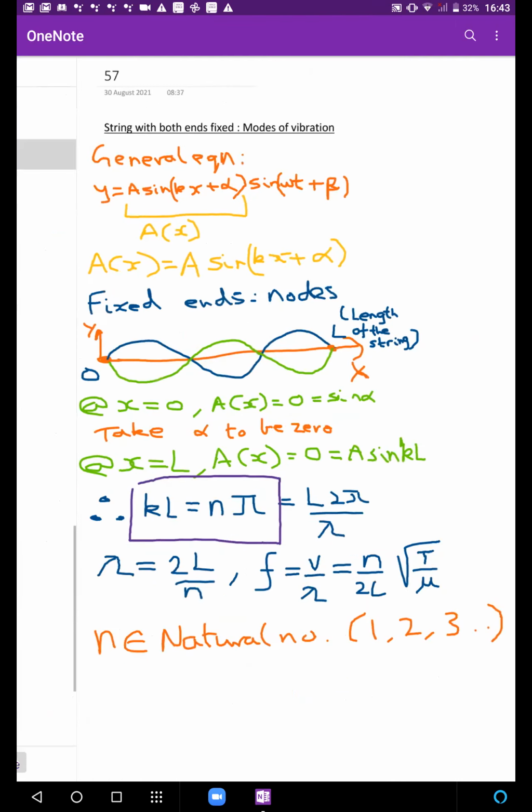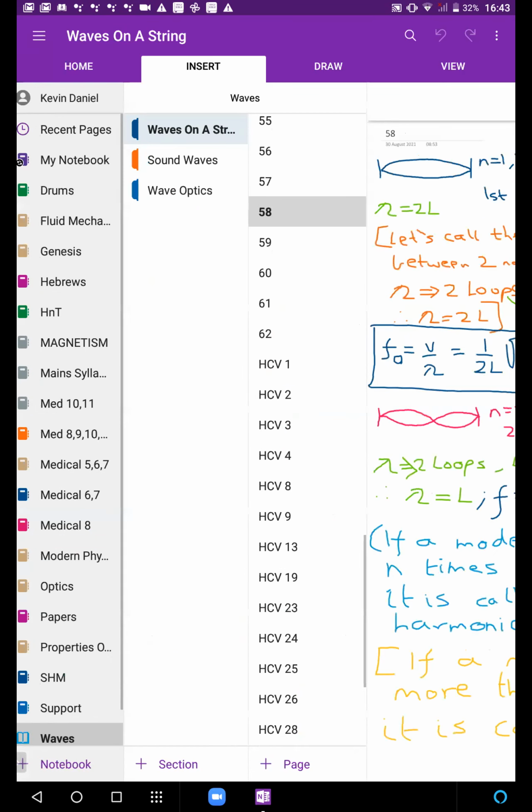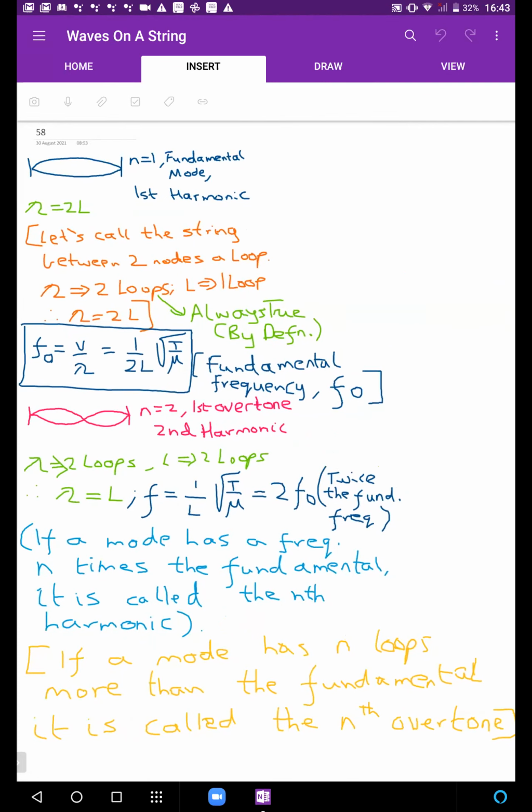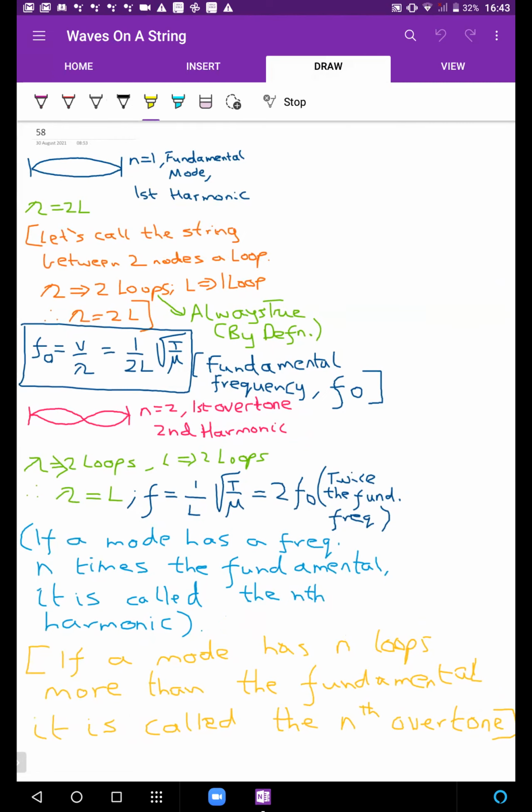Finally, the best way to remember when the string has both ends fixed is to remember how the subsequent modes of vibration look. So the first mode looks like this, which is one loop. The second mode looks like it has two loops, and so on and so forth. So I think a good word is loop. So the nth mode looks like it'll have n loops.